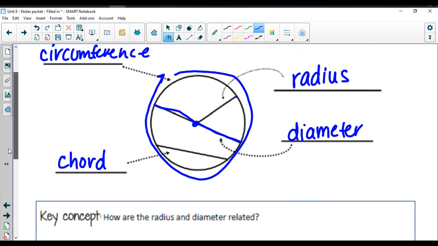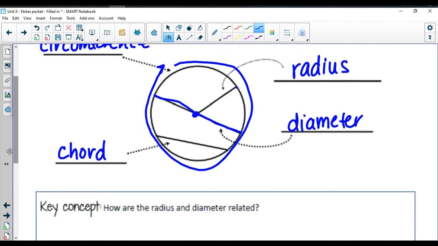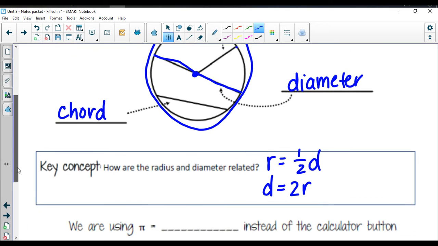Key concept for us, talking about the radius and the diameter. How are they related? So the radius is half of the diameter, or you could say that the diameter is 2 times the radius. So that's what you need to know. The radius is only that halfway across, but the diameter goes all the way across then.